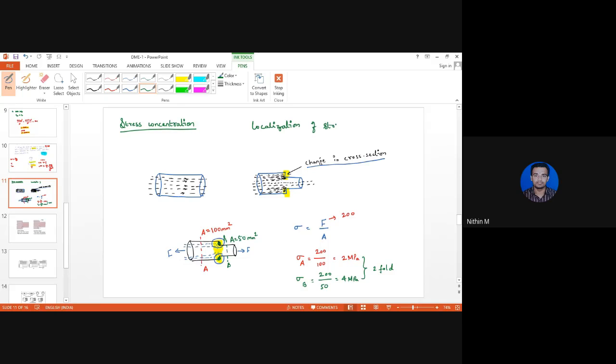due to abrupt change in cross section. This localization of stress due to abrupt change in cross-sectional area is what we call stress concentration, right? This is what we mean by stress concentration.